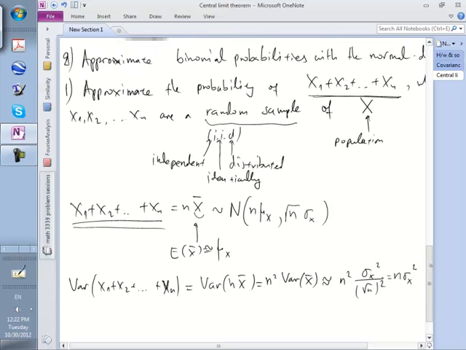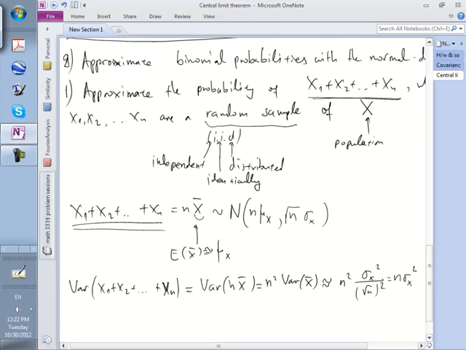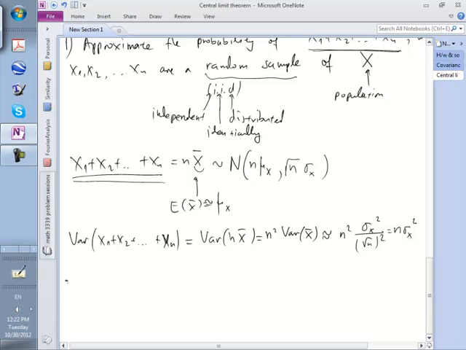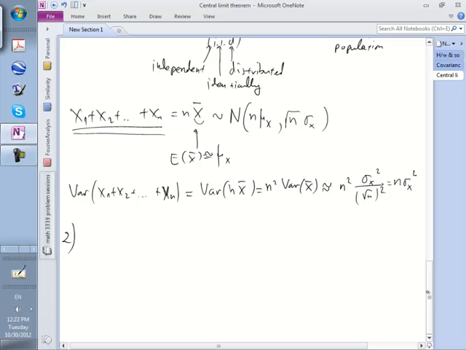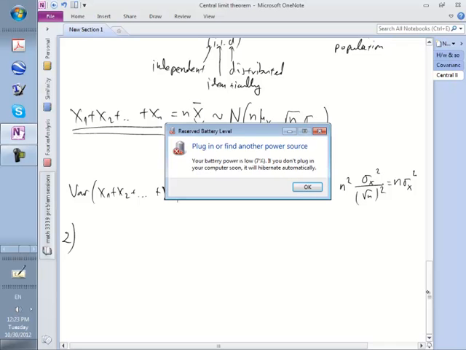Now, when I do this, I can also approximate binomial probabilities. Why can I approximate binomial probabilities? Because binomial probabilities come from the binomial. And what is the binomial? The binomial is the sum of the number of successful outcomes.